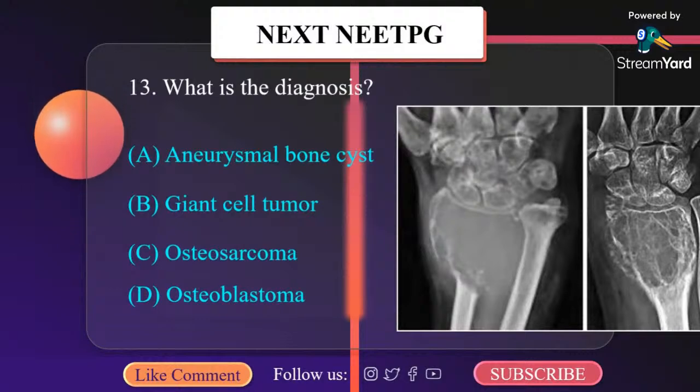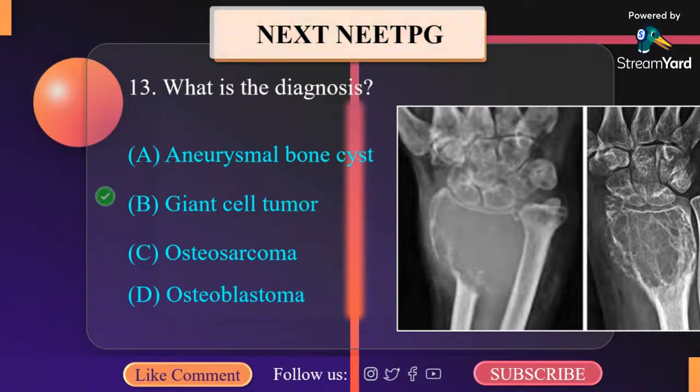What is the diagnosis here? Here you can see it is a giant cell tumor. So the correct option here is B.